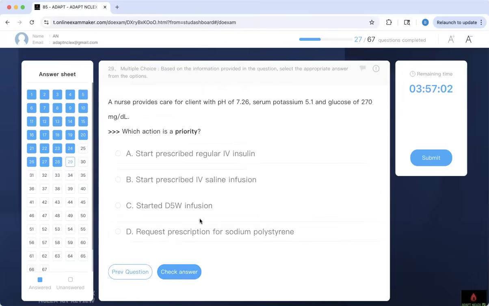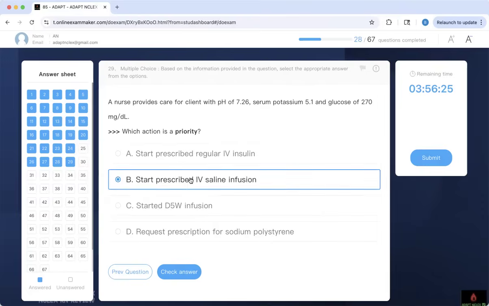Question 29. Provide care for a client with a pH of 7.26, that's acidosis. Serum potassium 5.1, that's high. Glucose is 240, that sounds like DKA. Which action is appropriate? How do you manage DKA? IV fluid, IV fluid, IV fluid. Give them insulin, negative. Prescribe IV saline, excellent. Give them D5W infusion, negative. Requires prescription for sodium polystyrene, which is going to lower what? Your potassium, but that's not the treatment. Number one is fluid.